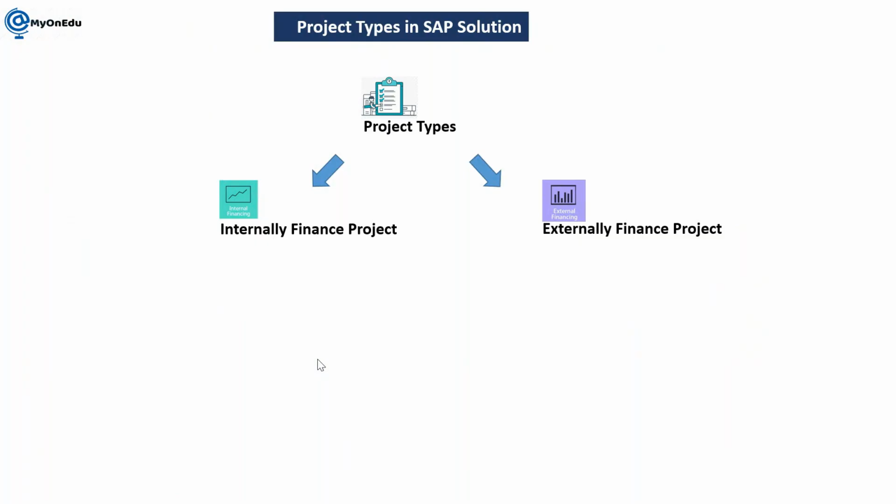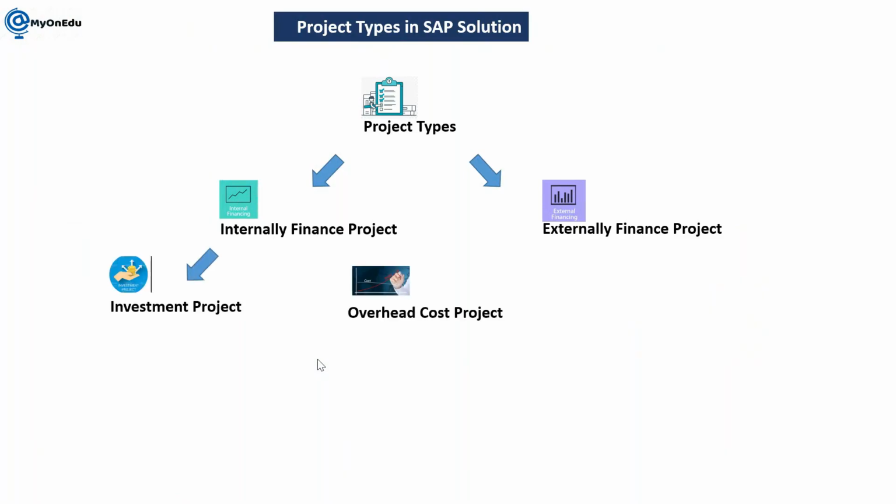Or let's say another example is an R&D project, where you don't know whether this project will be successful or not. If it is going to fail, then the total cost has to be settled into your cost account. So that is a cost object again, so we call it a cost project. So internally financed project is having again two types: one is the investment project and another is the cost project or overhead project. And externally financed project is where the customer is financing this project, where we do the project for our customers.